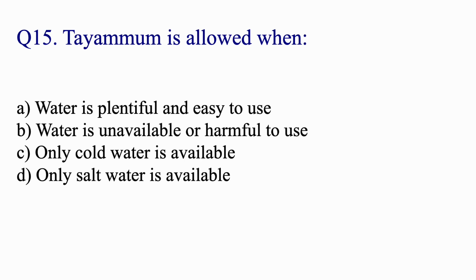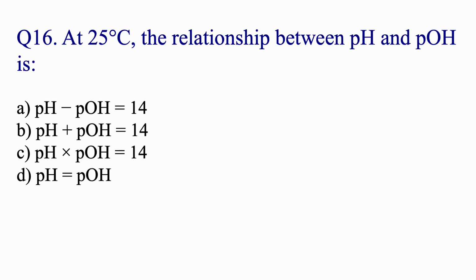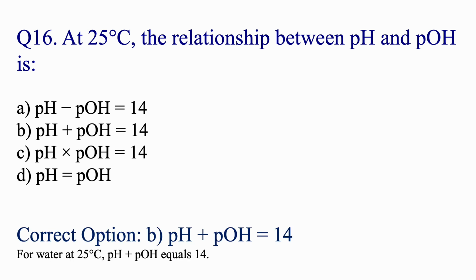Tayammum is allowed when water is unavailable or harmful to use. At 25 degrees Celsius, the relationship between pH and pOH is pH plus pOH is equal to 14.